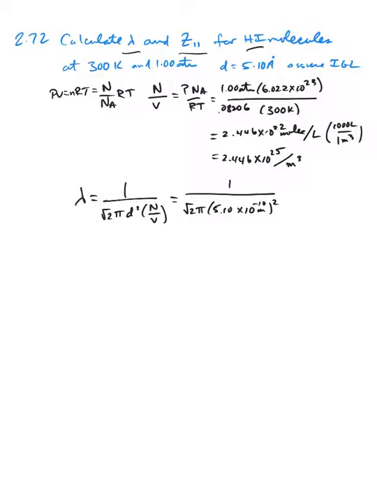So that's a slightly different number. And then I'm going to put it over the value we just calculated above. This is meters to the minus 3. And when that is churned through, I get 3.53 times 10 to the minus 8th meters. On average, that's the distance an HI molecule travels under these conditions before it collides with another molecule.